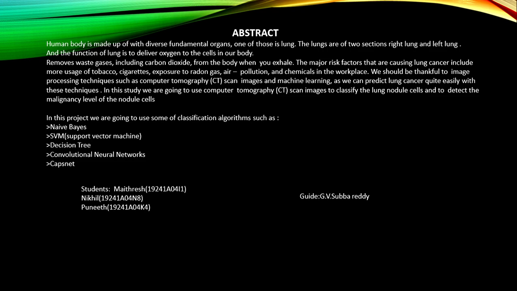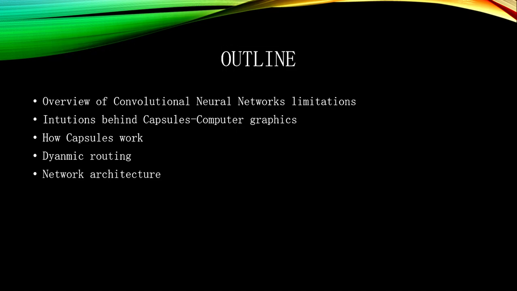In this study, we are going to use CT scan images to classify our lung nodule cells and to detect the malignancy level of the nodule cells. And in this project, we are going to use some classification algorithms such as Naive Bayes, SVM, decision tree, convolutional neural network, and CapsNet. And this is the outline of our project, how the CapsNet network works, the dynamic routing network architecture.